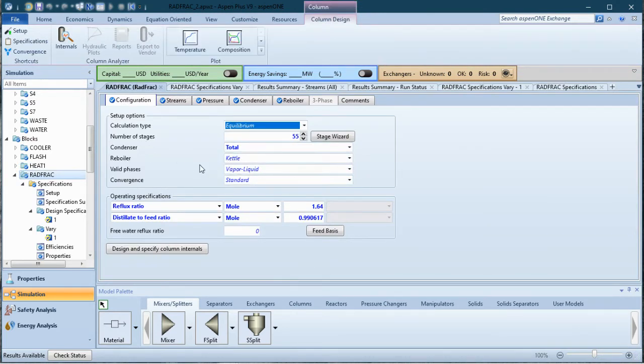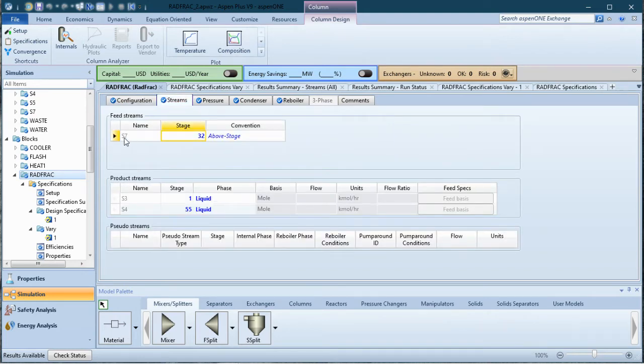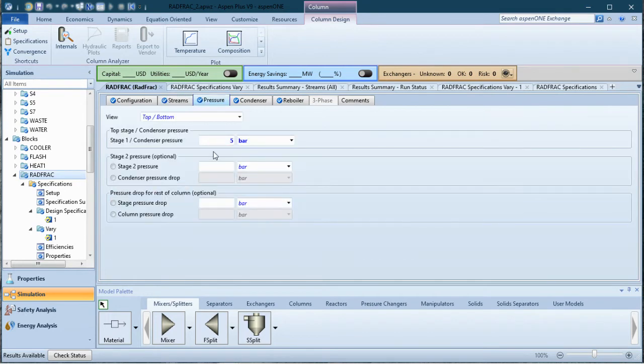The number of stages is 55, total condenser, and then we key in the operating specification. We choose reflux ratio and distillate to feed ratio. This is the data that we got from the STWU, and then we go to the stream. We key in the feed stream at stream number 7 at stage 32, and for the pressure, just the same as the pressure at the DSTWU, 5 bar, and then we run the simulation.